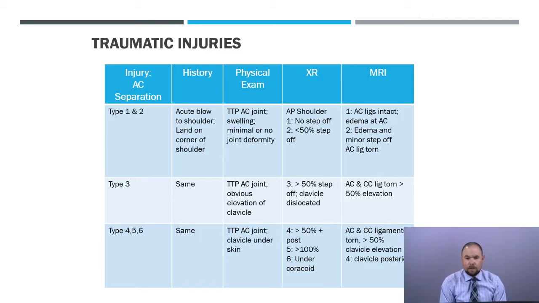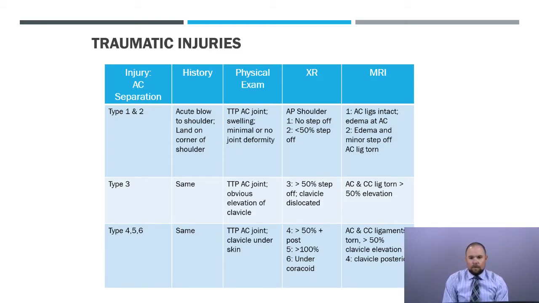Type 3, you're going to start seeing a greater than 50% step off, and occasionally the clavicle will be dislocated. And then for your higher grade injuries, the 4, 5, and 6, you're going to start getting posterior displacement in the type 4. Type 5s will have a greater than 100% dislocation, and then type 6s, the most severe, will actually have the clavicle displaced under the coracoid process.